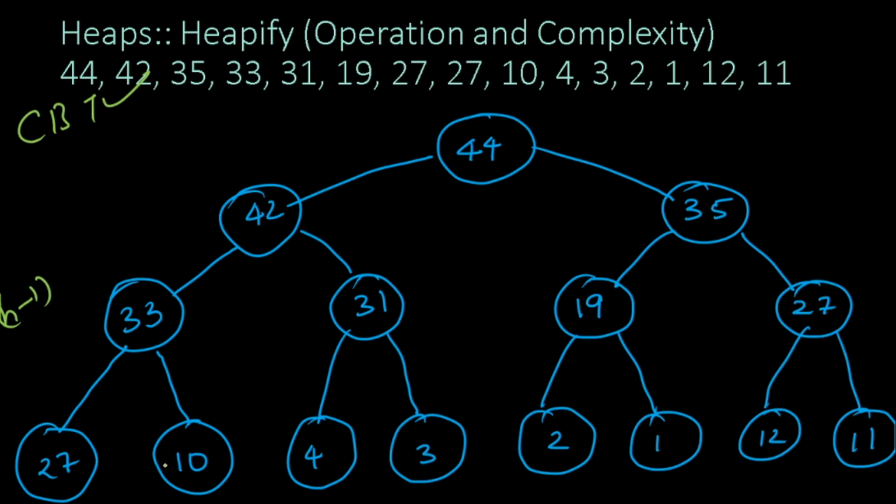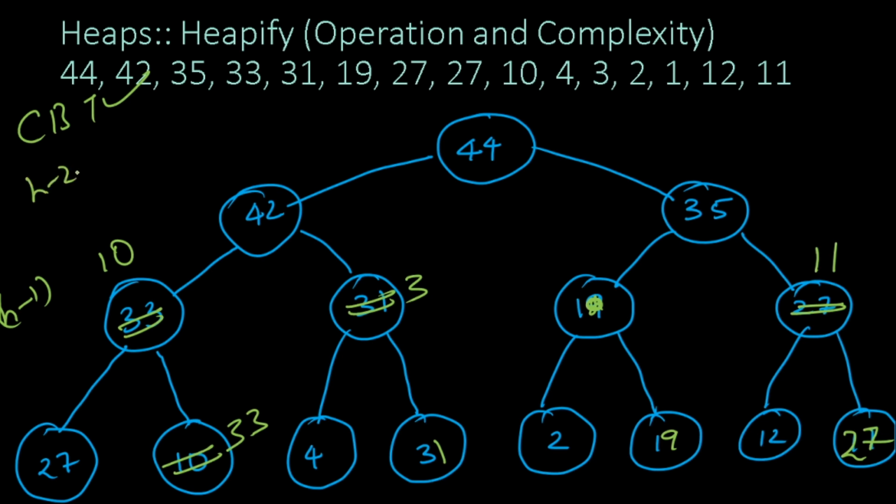33, 27, 10. 10 gets rewritten to 33 and 33 gets rewritten to 10. 31, 4, 3. 31 goes here, 3 rises up. 2, 1, 19. 1 rises up, 19 descends. 12, 11, 27. 11 rises up, 27 comes down. Okay. Now the h minus 1th level is done.